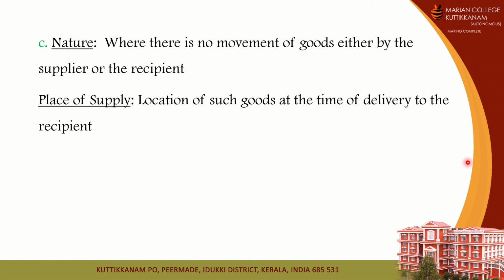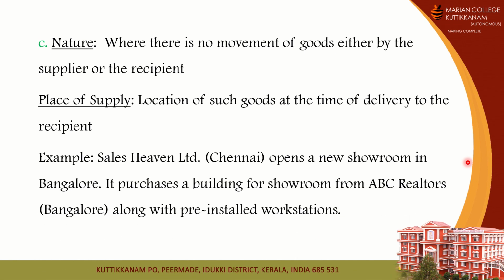Okay. So now let's see a simple example. Sales Heaven Limited in Chennai opens a new showroom in Bangalore. It purchases a building for the showroom from ABC Realtors along with pre-installed workstations. So here the particular good is the building, which is fixed to the ground, which does not involve any kind of movement. Okay, so there is no movement of goods here. And what will be the place of supply in this case? It will be the location of such good, that is the location of the building in this example, at the time of delivery to the recipient.